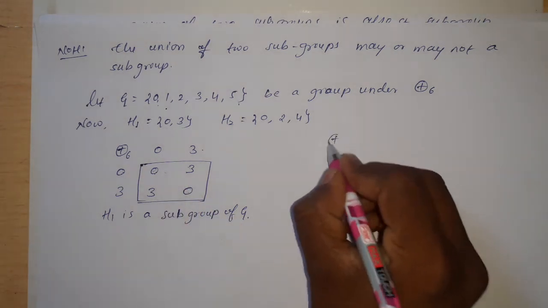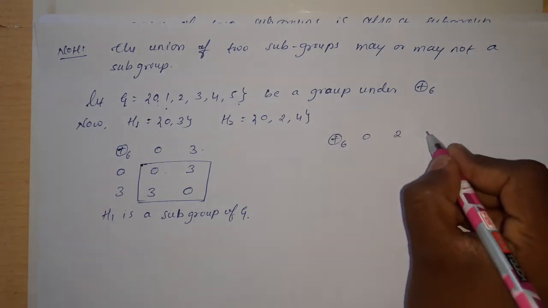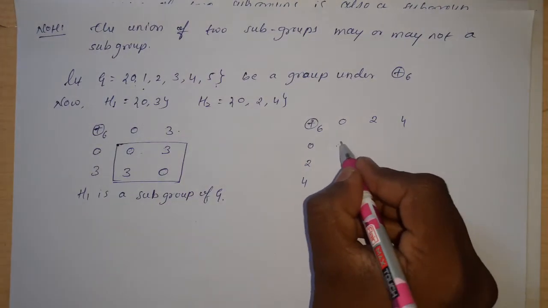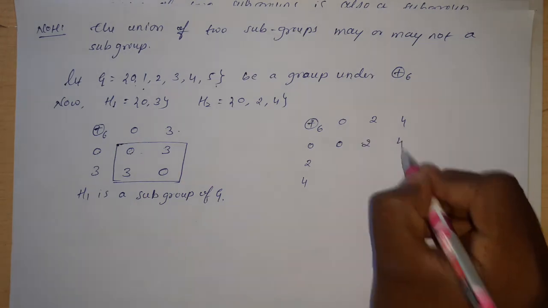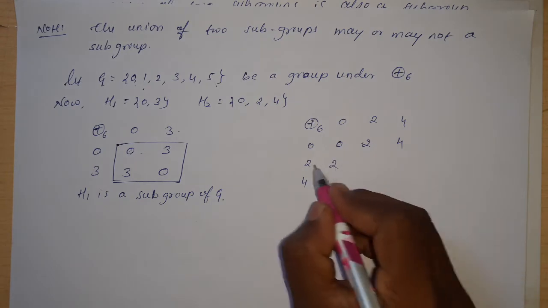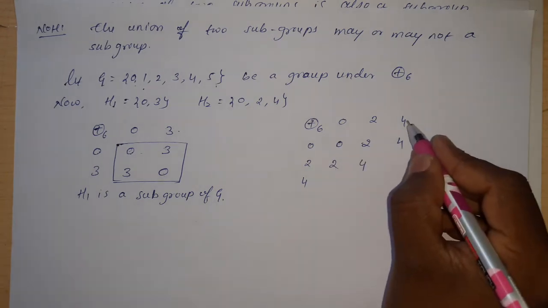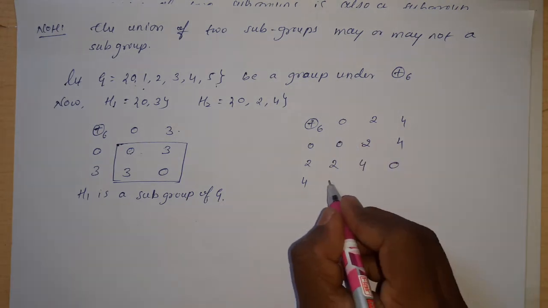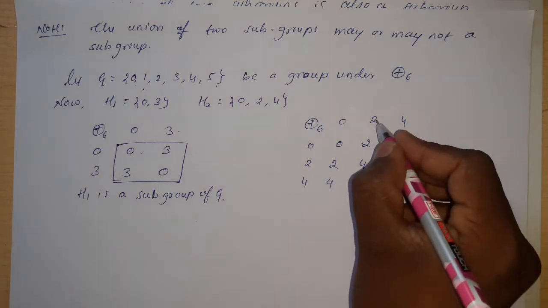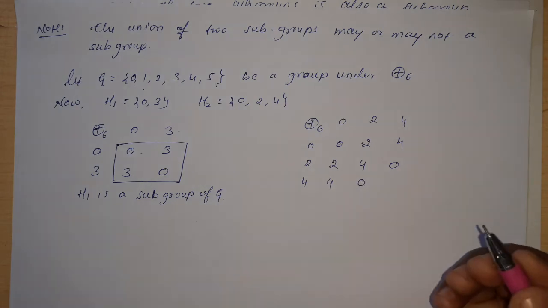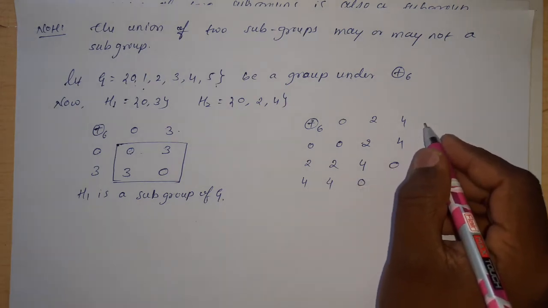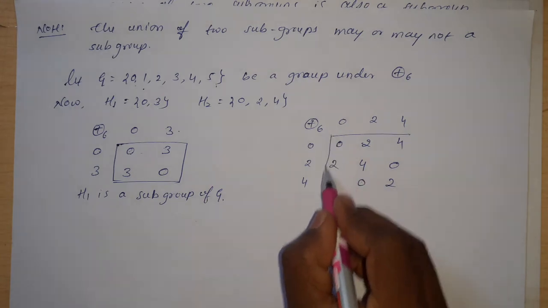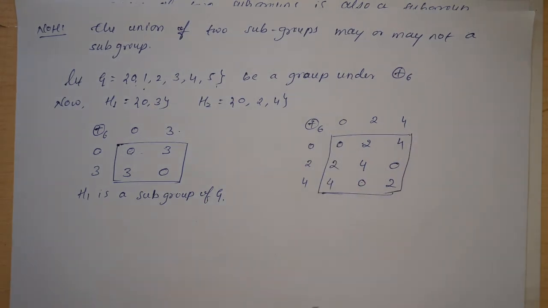And similarly for the second one, H2, that is {0, 2, 4}. Now 0 plus 0 is 0, 0 plus 2 is 2, 0 plus 4 is 4, and 2 plus 0 is 2, 2 plus 2 is 4, 2 plus 4 is 6. If we divide that by 6, 0 is the remainder. And 4 plus 0 is 4, 4 plus 2 is 6, dividing by 6 we get 0 as the remainder. Then 4 plus 4 is 8, and dividing 8 by 6, 2 is the remainder. So these are the elements of the addition modulo 6 table.